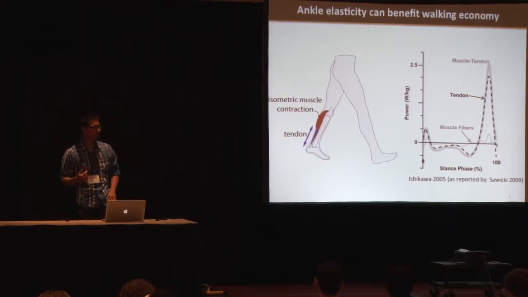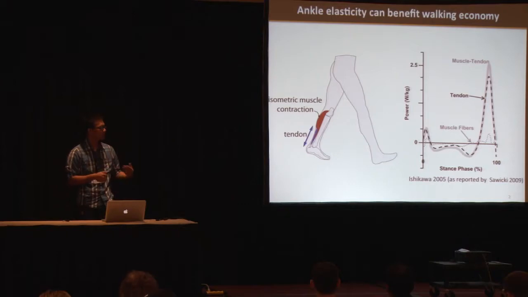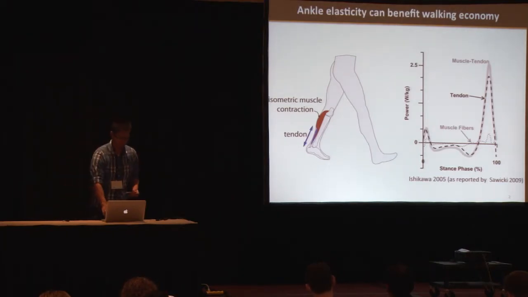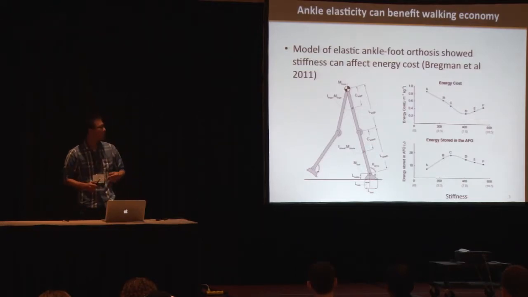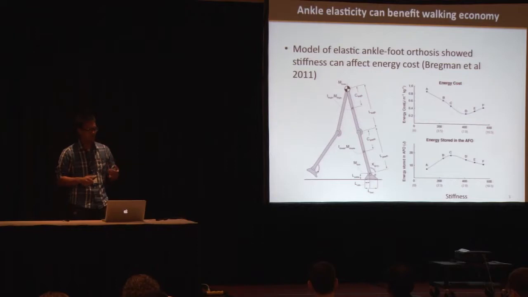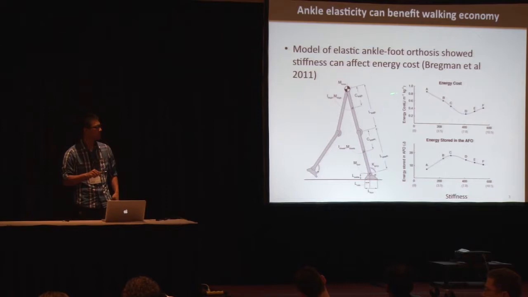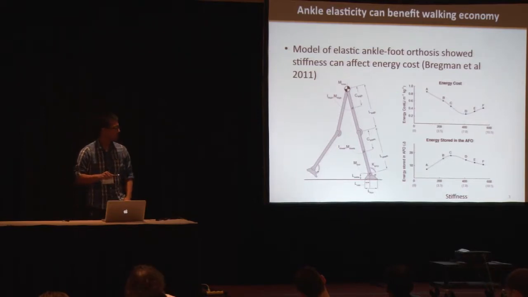We saw this paper yesterday in Bruce's talk. They measured the tendon power in walking, and they found that most of the ankle power was contributed by the tendon. In another paper, they used a walking model of an elastic ankle foot orthosis and showed that the stiffness can affect the energy cost. They have a linear spring at the ankle joint, and they change the stiffness. They found this relationship between the energy cost and the stiffness.